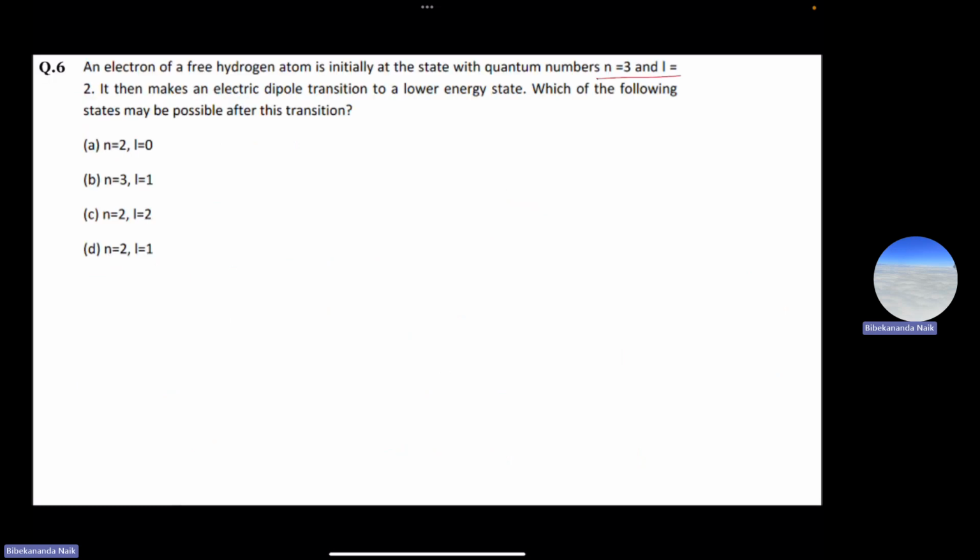Initially it is at n equal to 3 and L equal to 2. Then it will make an electric dipole transition to a lower energy state. What will be the final state, and what are the quantum numbers of that final state, that is, what are the values of n and L for the final state after the transition? So I'll give a few minutes to try this question, then we will discuss the dipole transition and what is the correct answer.